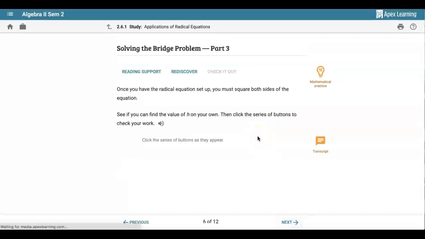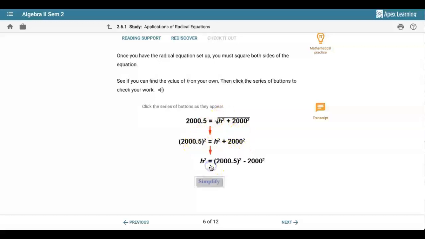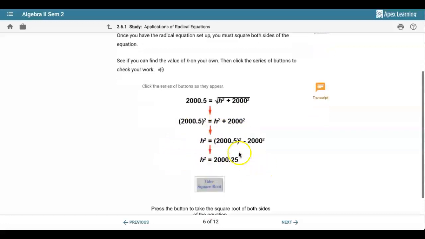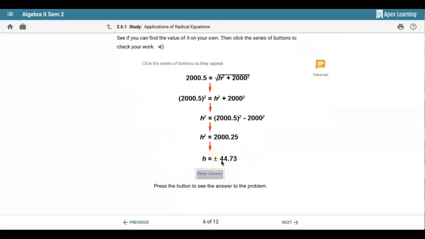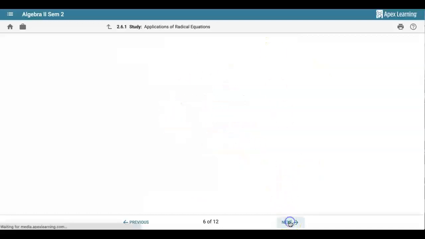So then what we could do here is square both sides, knowing that we're solving for h. Again, this gives us our original Pythagorean theorem. We can then subtract and get h by itself. Simplify down first, then we can take the square root of both sides, and we're left with plus or minus 44.73. And obviously there, again, we know that we can't have a negative height. So our height obviously has to be the positive value there. So by expanding just 1 meter, the bridge will have a bulge of almost 45 meters. So that's how we could solve that problem there.